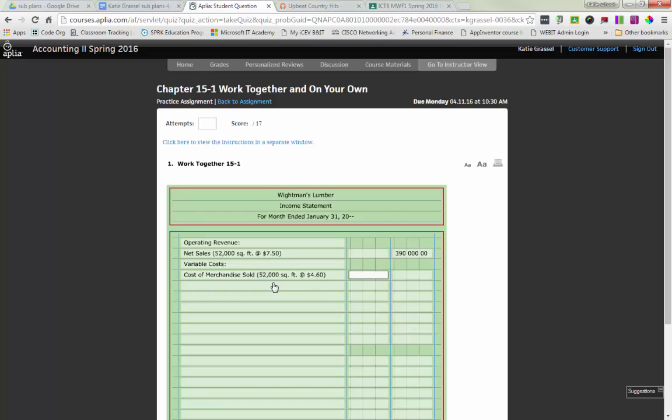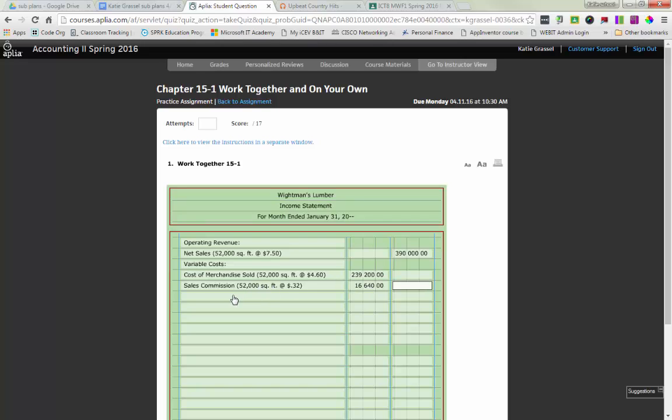Mathematically, I'm going to go through and do that. I'm going to take 52,000 times 460. That's going to give me 239,200, and that's going to go there on the left-hand side. Why the left? I'm going to do some math going down to get my total variable cost there. My next variable cost after cost of merchandise sold is going to be my sales commission. And in my directions, I have sales commission of 32 cents per square foot. Well, we had 52,000 square feet sold at 32 cents, so my variable cost there is going to be 16,640.